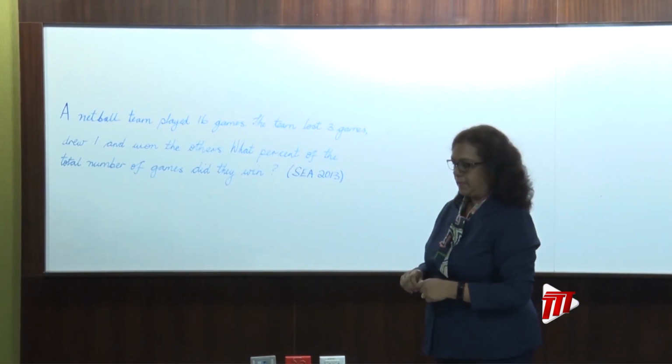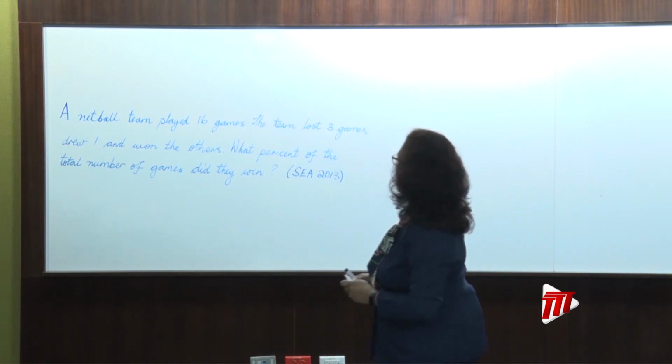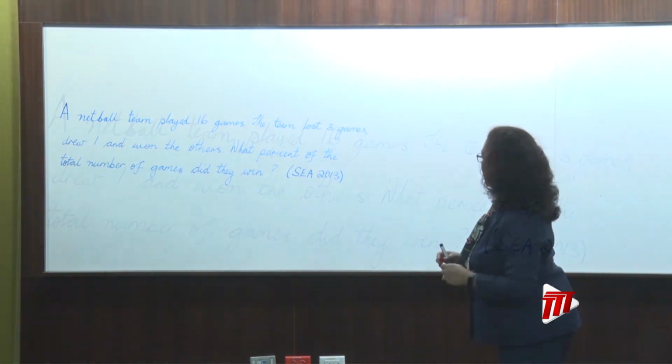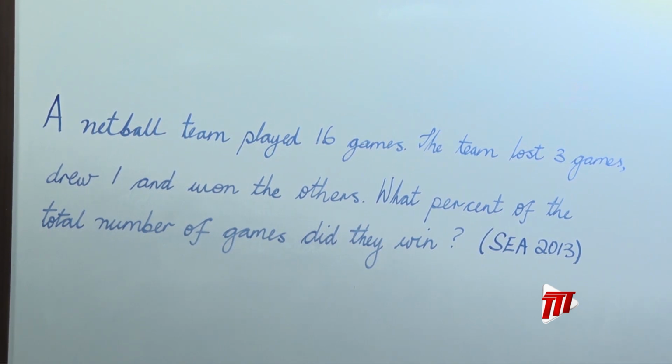So boys and girls, let's look at another problem that is involving percent. And this problem is slightly adapted from a problem in the SEA math paper of 2013. So let's begin by reading the problem. A netball team played 16 games. The team lost 3 games, drew 1 and won the others. What percent of the total number of games did they win?